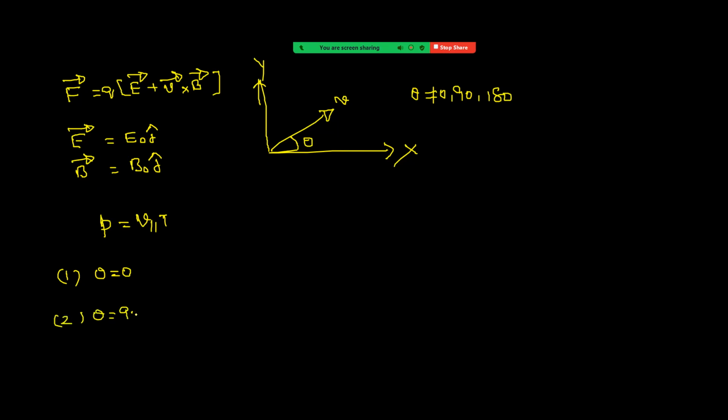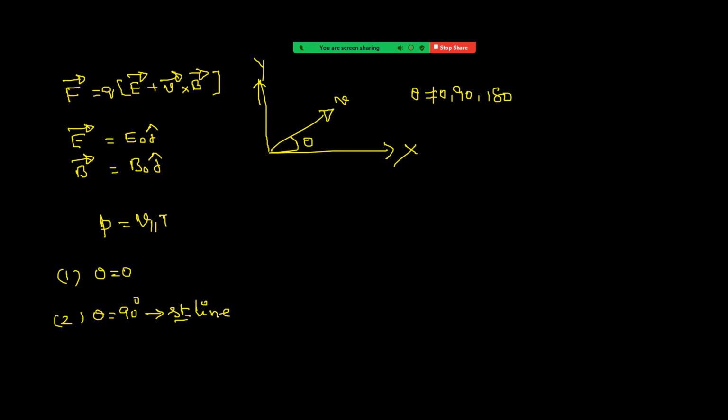Suppose I am taking theta equal to 90. Theta 90 means the velocity vector is along the positive y-axis. In that case, because of the magnetic field, no force acts. Because of the electric field, the force is along the y-axis. Then the path will be a straight line. Next, see the next possibility.